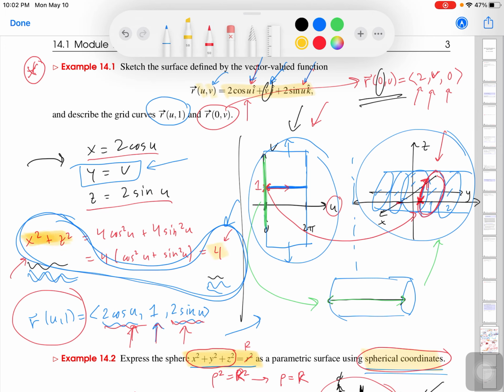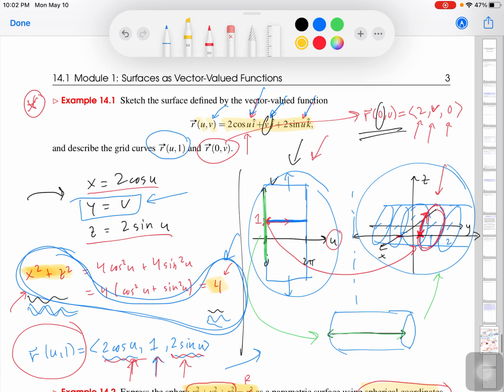X and z here are linked in a circular manner, but that's part of the reason why the parameterization was given in terms of sines and cosines.